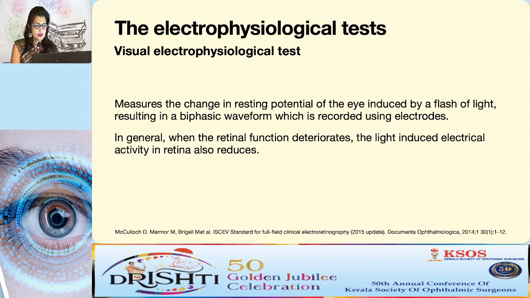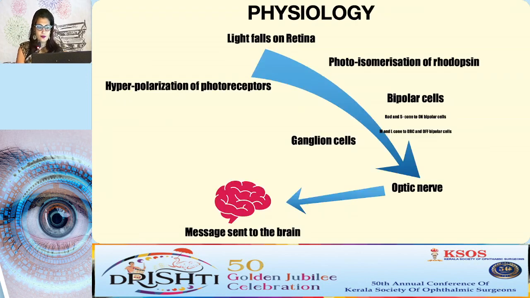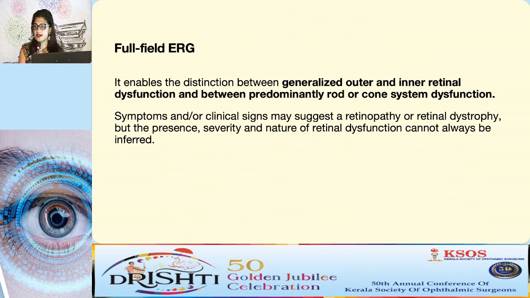The visual electrophysiological tests, like the ERG, measure the change in the resting potential of the eye. In neuroophthalmology, the importance of ERG is that if the ERG is normal, you can rule out a retinal pathology. Otherwise, the full field ERG does not have much relevance. The pattern ERG, on the other hand, is important because it gives the function of the macular fibers, and this can directly convert to optic nerve function as well.